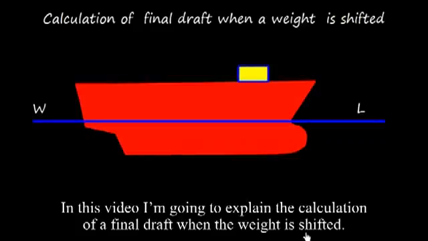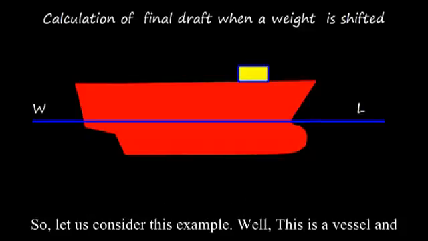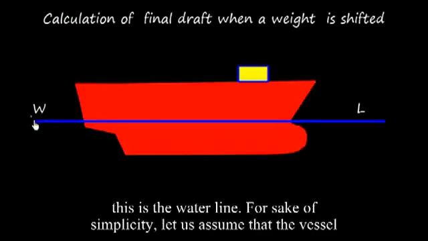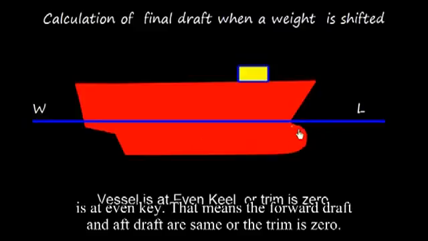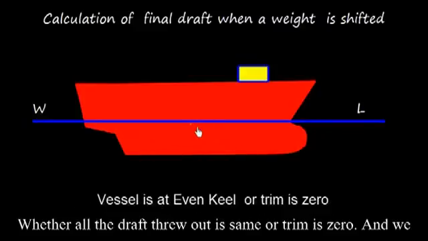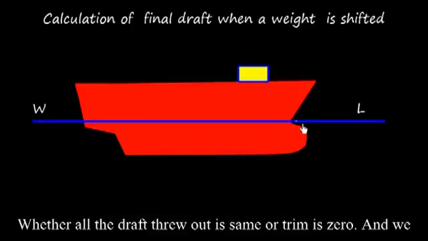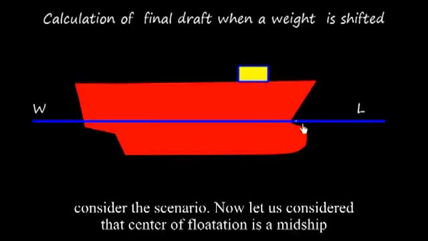In this video, I'm going to explain the calculation of a final draft when a weight is shifted. So let us consider this example where this is the vessel and this is the water line. For the sake of simplicity, let us assume that the vessel is at even keel. That means the forward draft and aft draft are the same, or the trim is zero, whether all the draft throughout is the same. Trim is zero, and we consider this scenario.